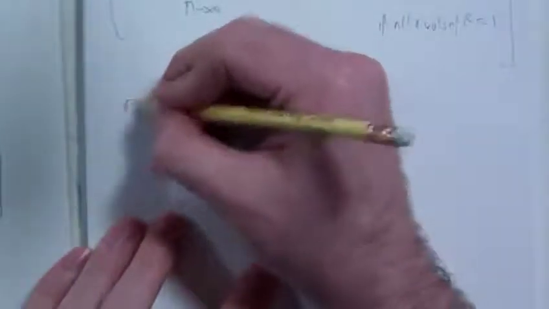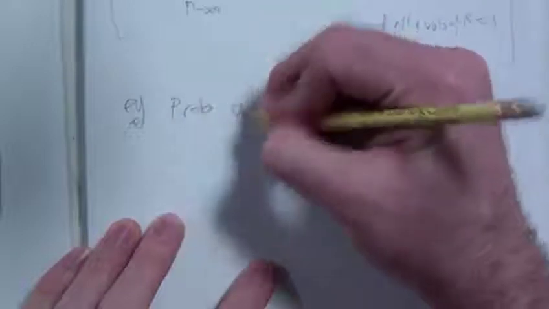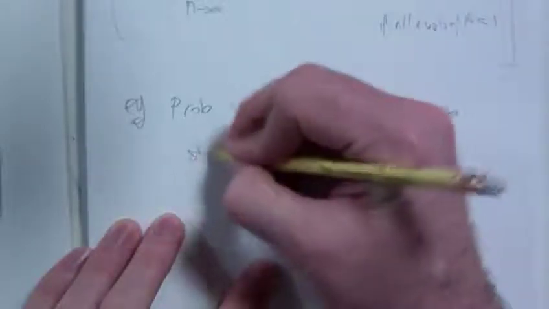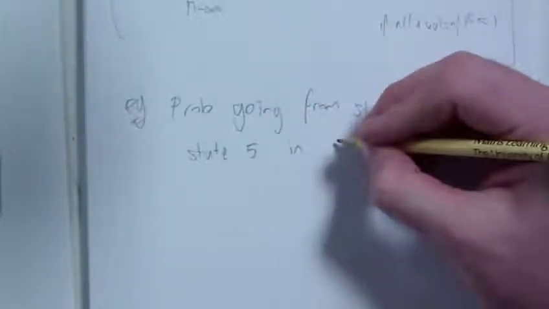Okay. So the question is, how are we going to use that? So I'm just going to do a couple of examples of using that. So, e.g., probability of going from state 3, not state 3, just a second. Yep, it's from state 3 to state 5, say, in 2 steps.